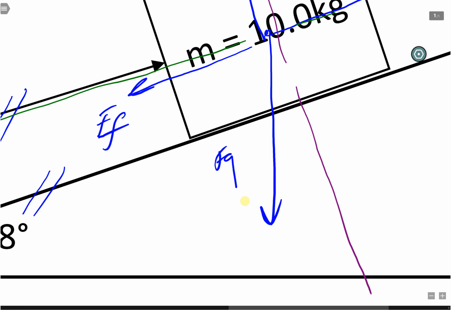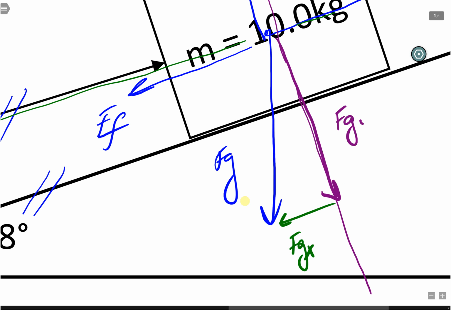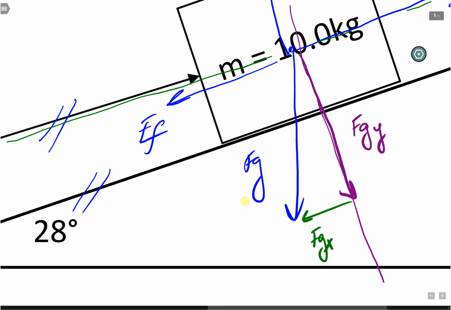I'm going to move this over here. We have Fgx, one component of it going down the incline, and we have this component of Fg perpendicular against our ramp. Okay, that's Fgx.